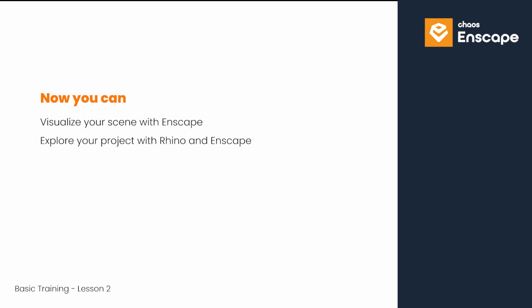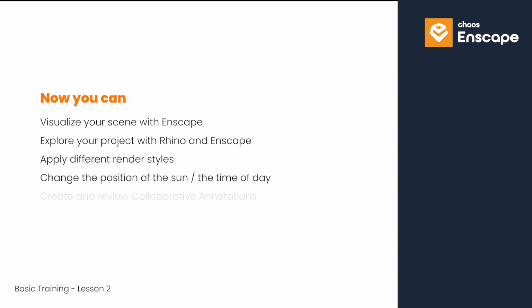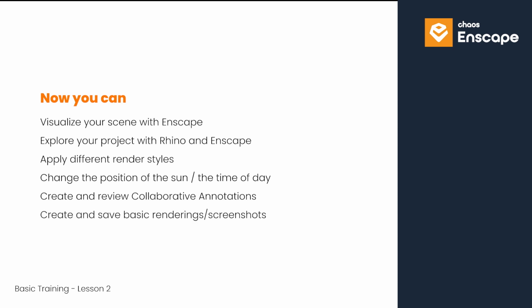Congratulations, you made it! You should now be able to visualize and explore your Rhino model with Enscape. Apply different render styles like the light view and polystyrol mode. You know how to change the sun angle both in Rhino and Enscape. And you can now take notes directly in Enscape using the Enscape Collaborative Annotations. Also, you have learned how to create renderings or screenshots using Enscape. You can always go back to the video if something is unclear. If everything is clear so far, let's continue learning how to render sophisticated images in Lesson 3.